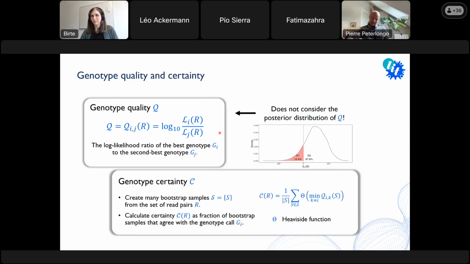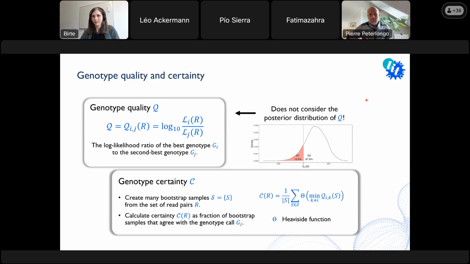So let's do some bootstrapping. They had already implemented it when I came back and calculated this genotype certainty, which is essentially just the fraction of bootstrap samples that agree with the genotype called. It's another measure of genotype confidence, just like the genotype quality, only that it takes into account the posterior distribution.